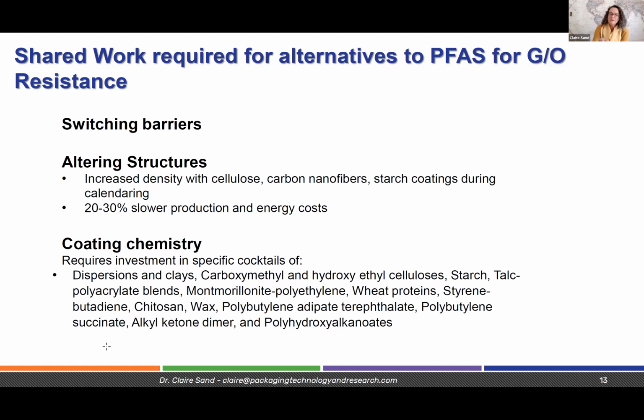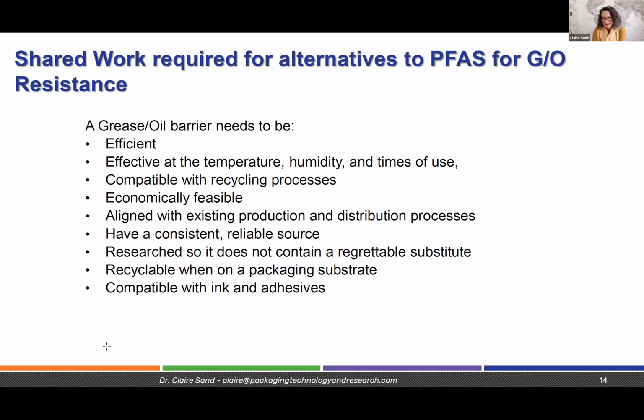And we have all these different solutions for coating chemistry, but none of them work as well as PFAS. Right. So we have to take a step back and say, what do we need a grease and oil resistant barrier to be for paperboard in this case? We need it to be efficient, effective at the temperature and humidity and at time of use, consistent and reliable, and recyclable. So this is where we need those trade-offs in industry.